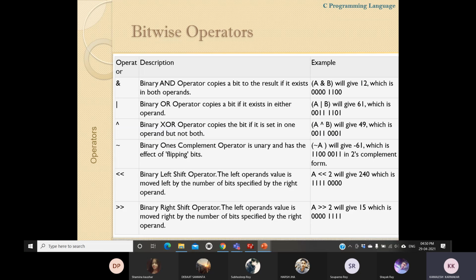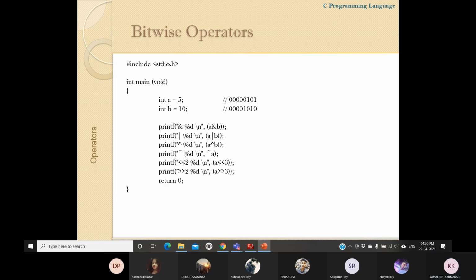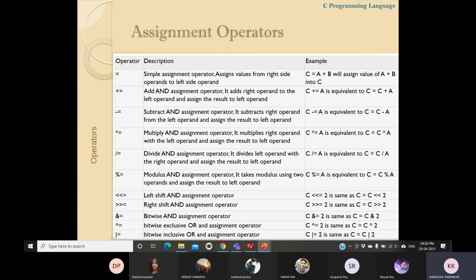Now we have some other type of operator. These are bitwise operators. I'll discuss these bitwise operators now. So these are the different operators. Some of them we have discussed during our class, and some of them we have not. These are the different operators which we can use during our application development.